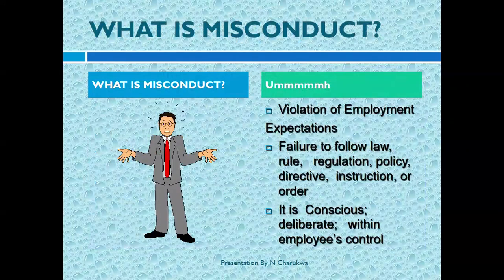Now, what is a misconduct? Because when you look at discipline, you want to discipline an employee on an offense. In other words, what is an offense? What is a misconduct? So when you look at a misconduct, number 1, it is a violation of employment expectations. Number 2, failure to follow a law, a rule, a regulation, a policy directive, an instruction, or an order. That's number 2.